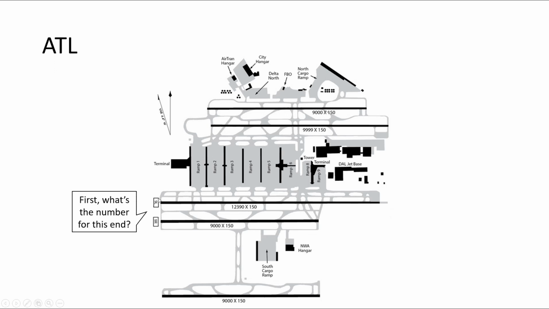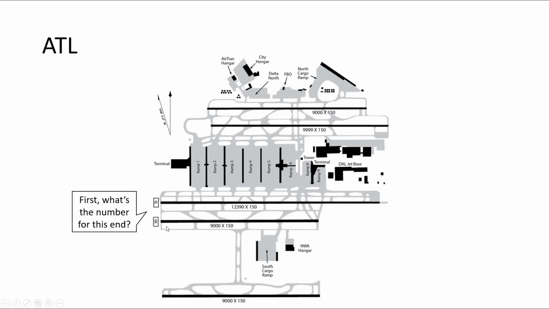Well, this is 9 left and 9 right because it's going 90 degrees. And if you've got 2 side by side, then they'll call them left and right. And I think you can have up to 3 side by side with the same number. So left, right, and center would be the 3. They're showing only 2 main runways here. So that's 9 left, 9 right.